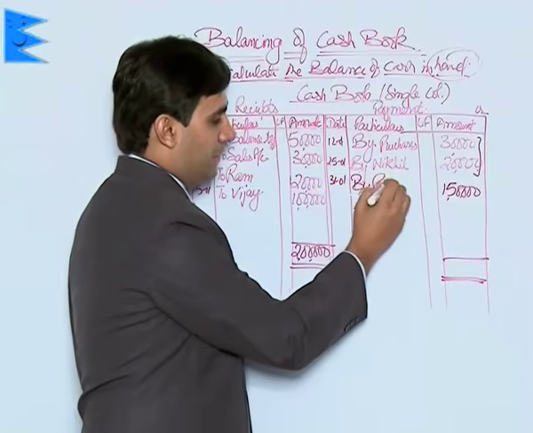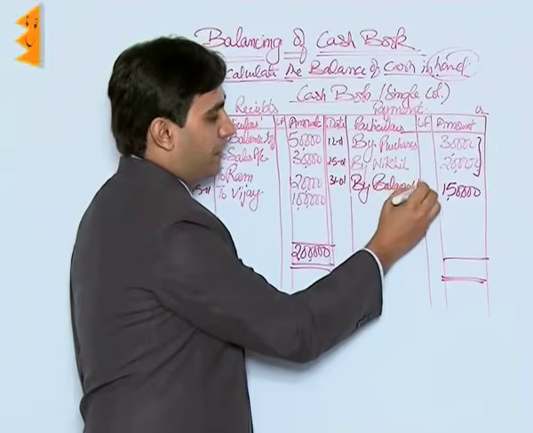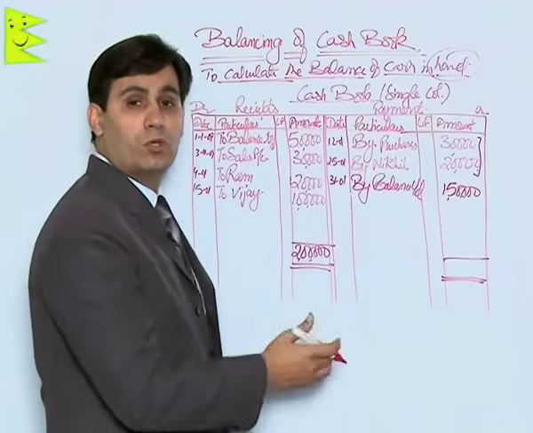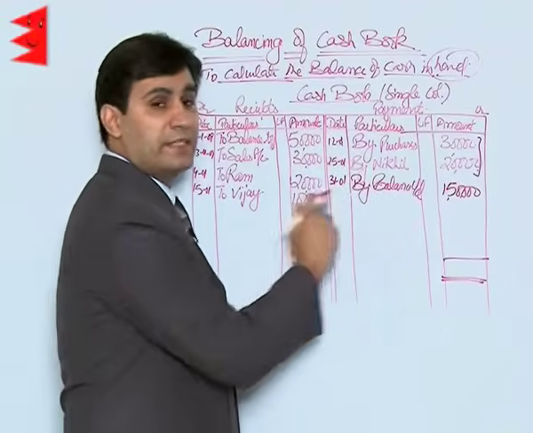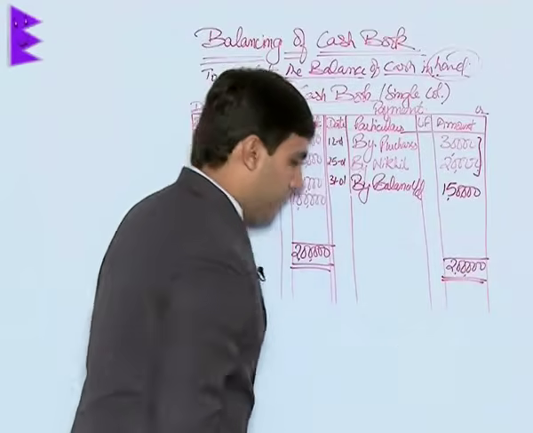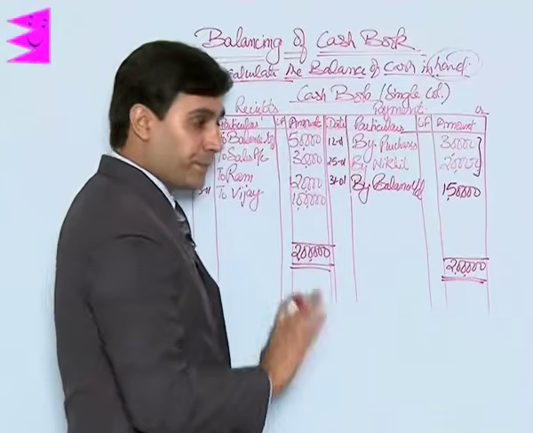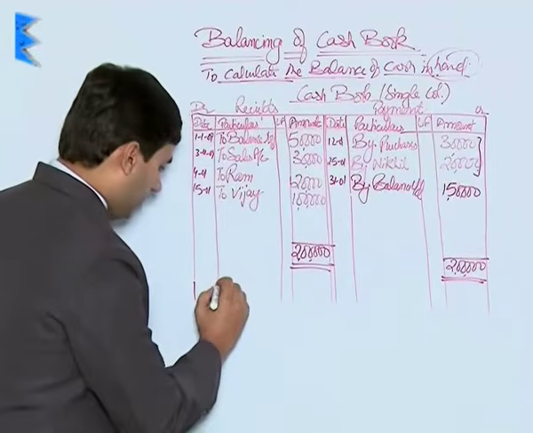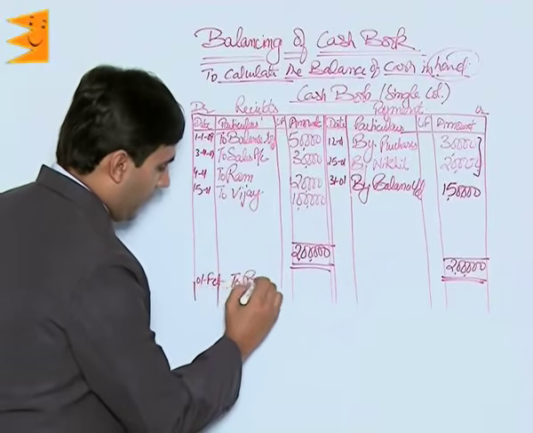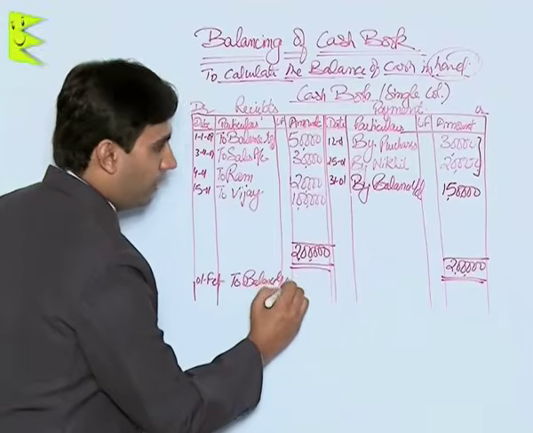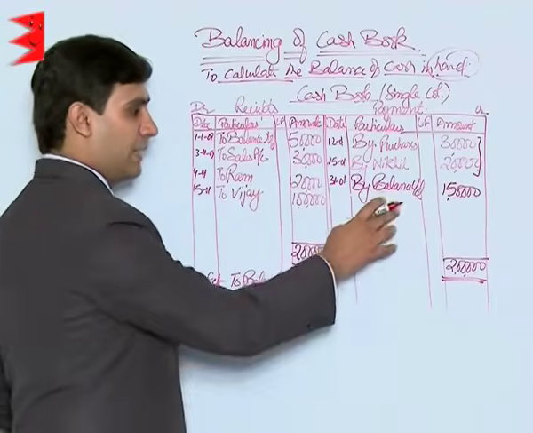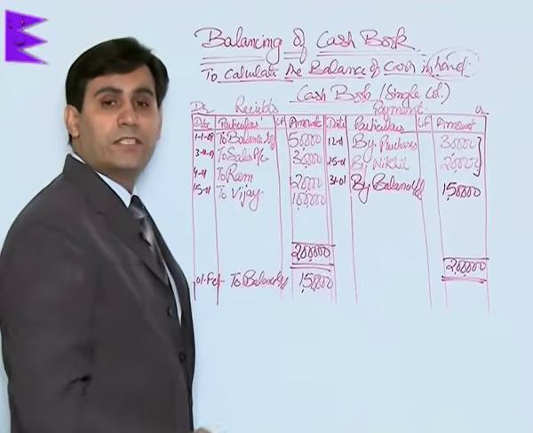So we'll write by balance carried down. Now carried down implies that this balance amount would be carried down to next month. So CD implies carried down. So total it out, 2 lakh rupees. Make sure that both the totals are in the same line. Then in the beginning of the next month, that is on 1st Feb, it would be to balance brought down 1 lakh 50,000. So this balance would now be the opening balance for next month.